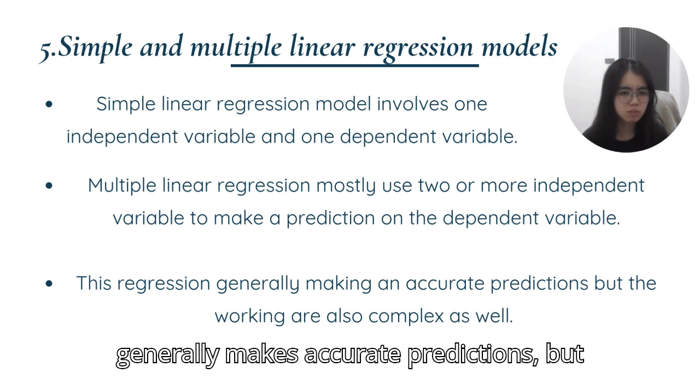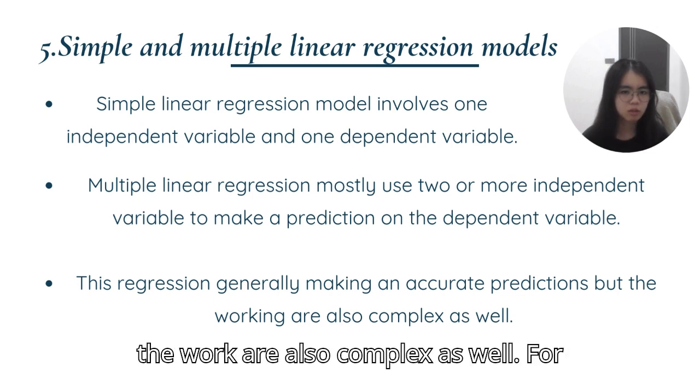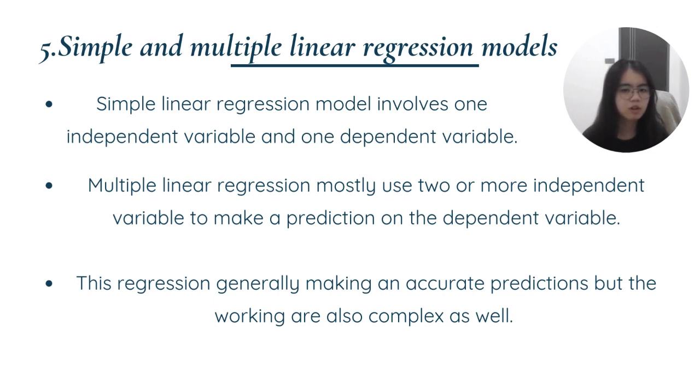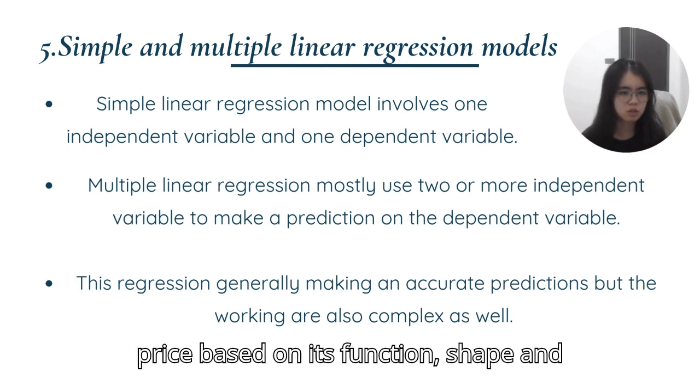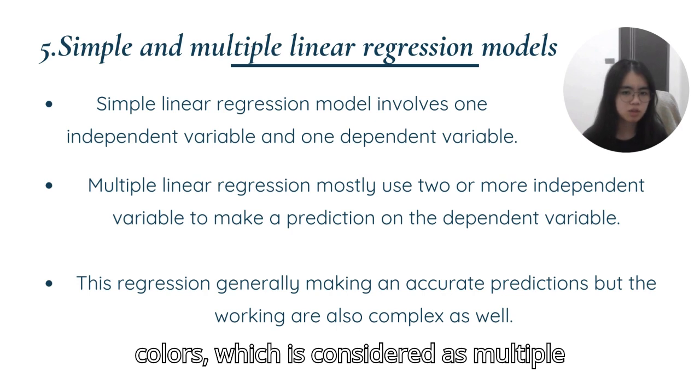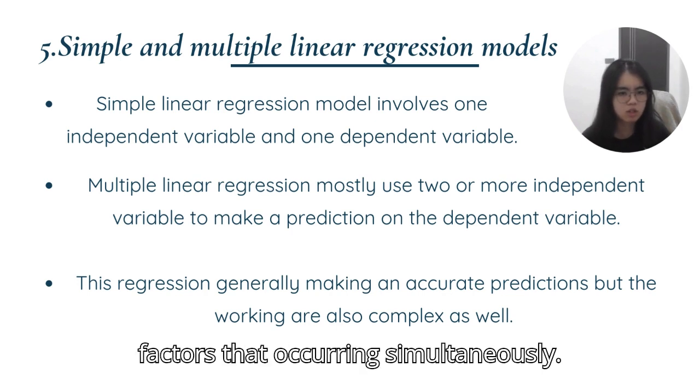This regression generally makes accurate predictions, but the work is also complex. For example, predicting a vacuum machine price based on its function, shape, and colors, which is considered as multiple factors that are occurring simultaneously.